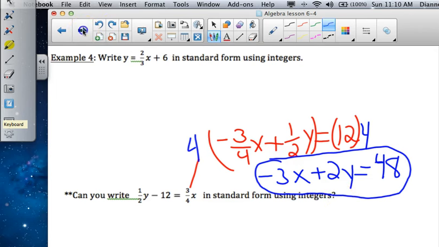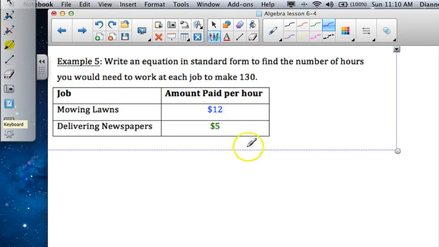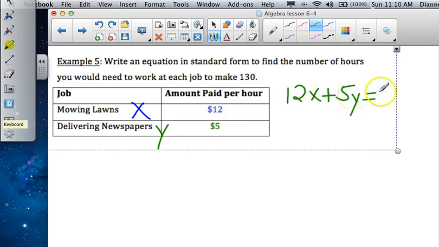And I don't have much time left, so let's do this one quickly. Write an equation in standard form to find the number of hours you'll need to work at each job to make $130. So I'm going to call mowing lawns x, and I'm going to call my daily newspapers y. So basically, 12x plus 5y equals 130. So write the equation in standard form, find the average hours you would need to work at each job to make $130.